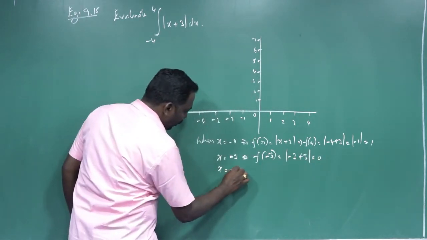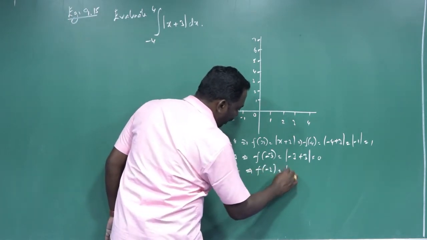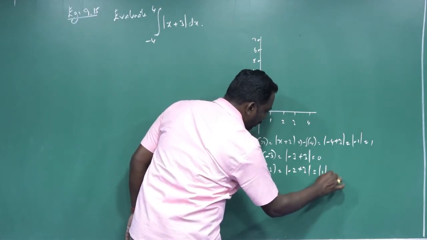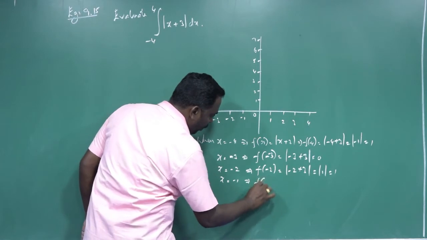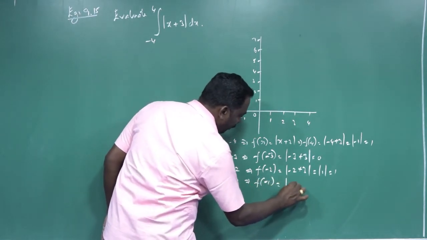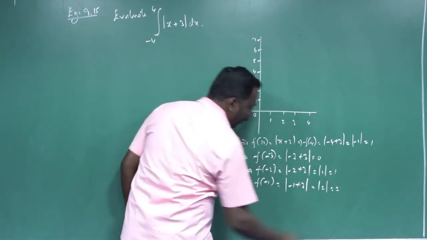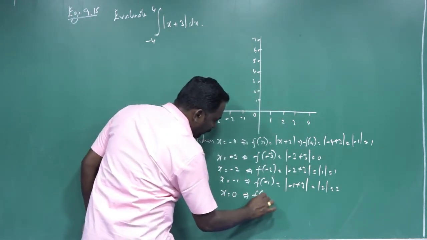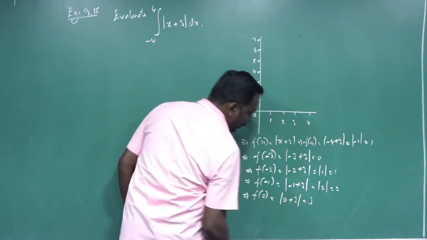Put x equal to minus 2. That implies f of minus 2 is equal to modulus of minus 2 plus 3, that is equal to modulus of 1, that is equal to 1. Put x equal to minus 1. That implies f of minus 1 is equal to modulus of minus 1 plus 3, that is equal to modulus of 2, that is equal to plus 2. Put x equal to 0, and f of 0 is equal to modulus of 0 plus 3, that is equal to plus 3.